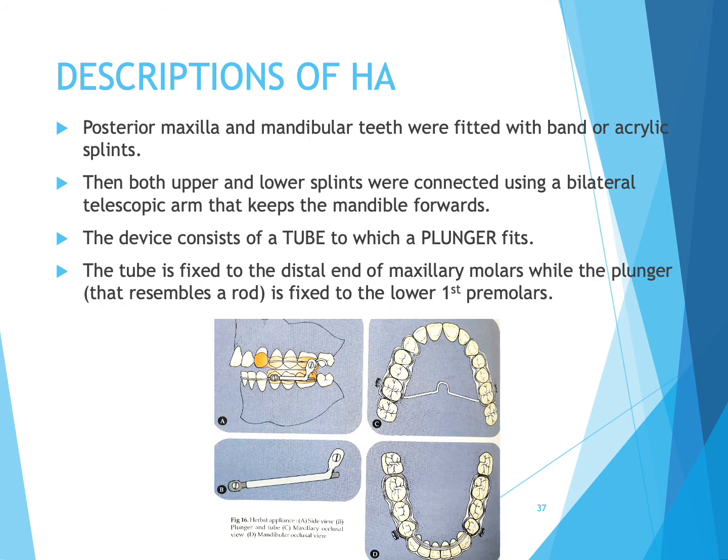So now we want to look into the design of the Herbst appliance. The posterior maxillary and mandibular teeth were fitted with bands or acrylic splints. Then, both upper and lower splints were connected using a bilateral telescopic arm that keeps the mandible forward. The device consists of a tube to which a plunger fits. The tube is fitted to the distal end of the maxillary molar, while the plunger, which resembles a rod, is fixed to the lower first premolar.